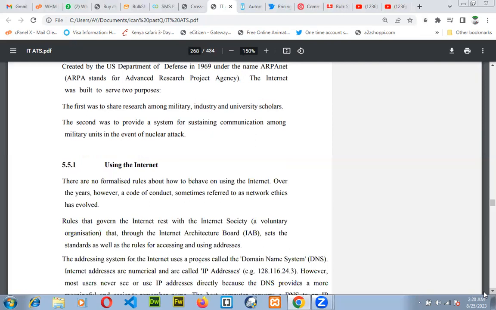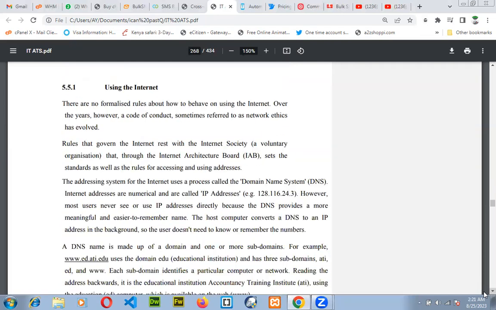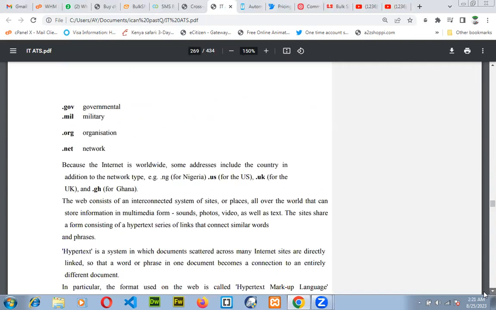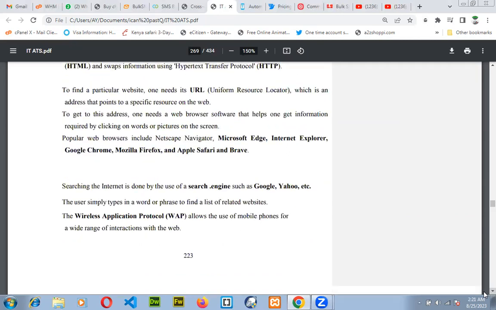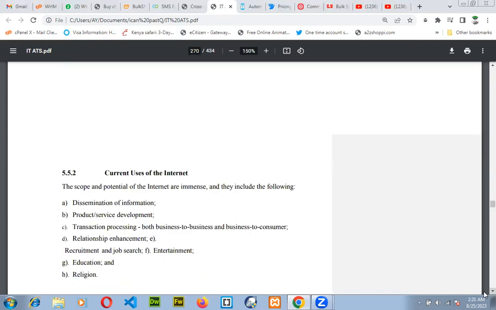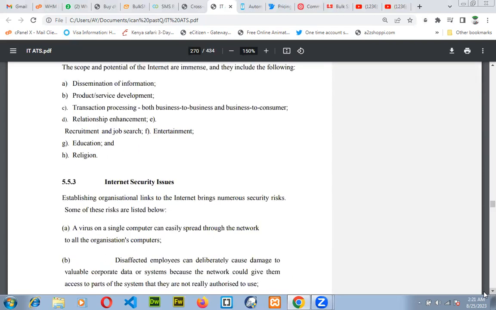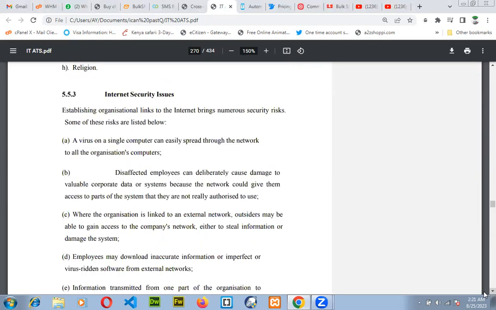So using the internet is something you can read. There are no formalized rules about how to behave on the internet over the years. However, a code of conduct, sometimes referred to as network ethics, has evolved. So these rules are just the way you need to behave when you are connected to the internet. Let's continue. So current uses of the internet: disseminating information, product service, internet security issues. You can read them. I've mentioned them above.